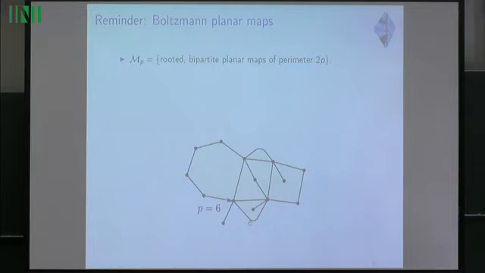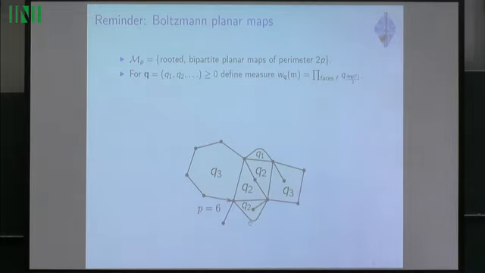Okay, so a reminder about the Boltzmann planar maps that Gregory introduced. He denoted the set of rooted bipartite planar maps of perimeter 2p by M_p. So here's an example of such a Boltzmann planar map. It has perimeter 12, corresponding to the number of edges sitting on the outer face. It is rooted and it's bipartite, so all faces have even degree.